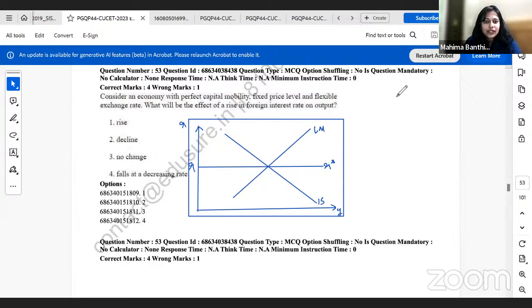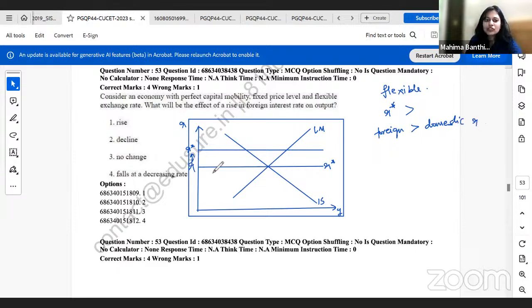All right, so we have PCM and we have flexible exchange rates. So what will be the effect of a rise in foreign interest rate? This line has now shifted upwards. This R star line has shifted upwards. So now what is going to happen? Let's say that the rate of interest has increased in the foreign market. So this is the foreign rate of interest, and that is more than the domestic rate of interest.